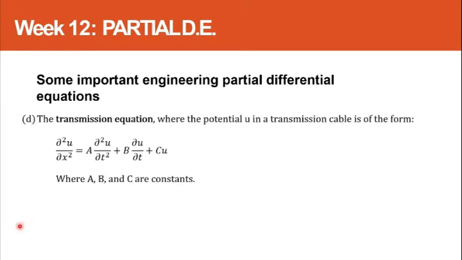And then the last is the transmission equation. For the potential U in a transmission cable in the form of this equation, here we have the constant.